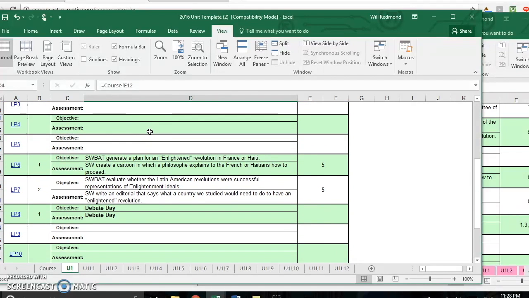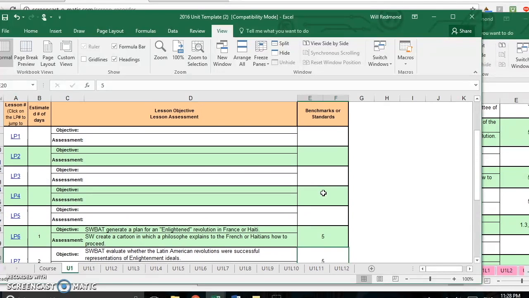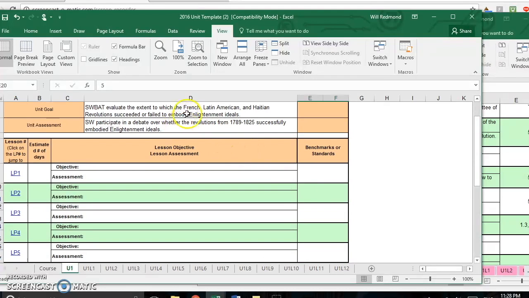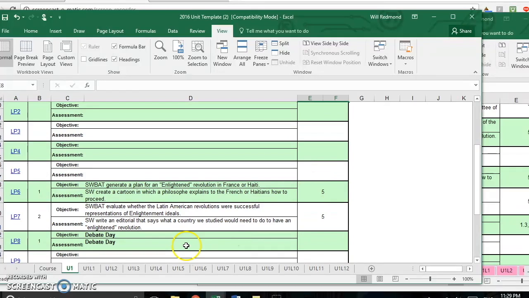So in this case, I've got to make sure that my lesson before the performance assessment is at the evaluate level. So I've got SWBAT evaluate whether the Latin American revolutions were successful representation of Enlightenment ideals. And then for my assessment, I've got students will write an editorial that says what a country we studied would need to do to have an enlightened revolution. So on this assessment, students are going to be pulling in information from the Enlightenment, pulling in information from a revolution of their choice, and saying whether they were successful and what they would need to do in order to be successful. So we've got that evaluate element there as well.